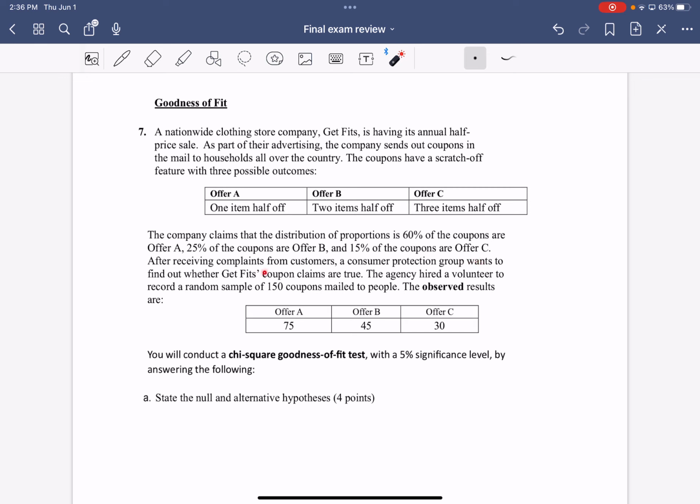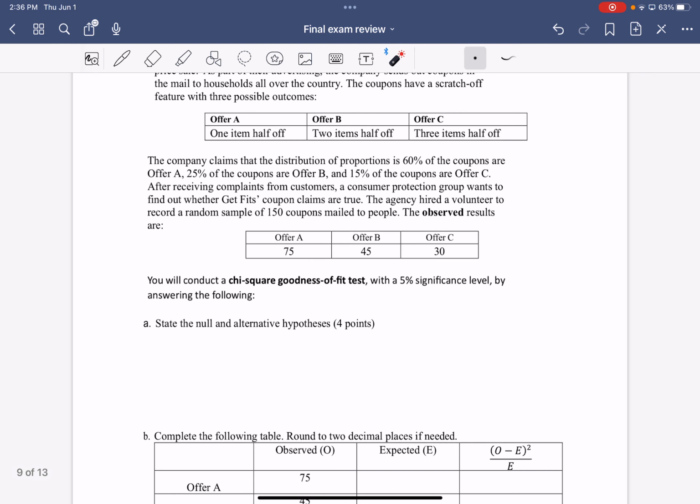After reviewing complaints from customers, a consumer protection group wants to find out whether Get Fit's coupon claims are true. The agency hired a volunteer to record a random sample of 150 coupons mailed to people. The observed results are 75 of them were offer A, 45 were offer B, and 30 were offer C. And this adds up to the 150 coupons. You will conduct a chi-square goodness of fit test with the 5% significance level by answering the following.